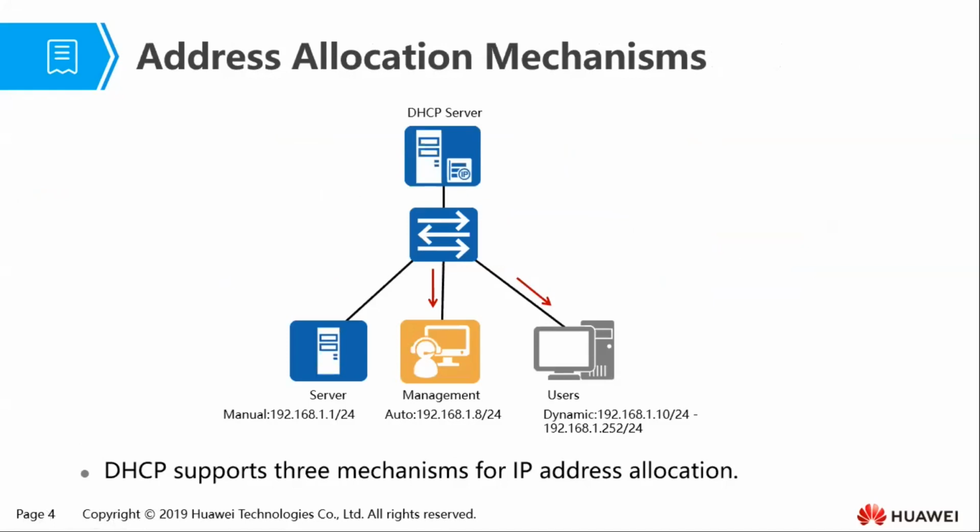So DHCP can allocate addresses to end devices in one of three ways. So we have three ways in which DHCP can offer addresses to end devices. The first one is called manual. The second one is called automatic. And the third one is called dynamic.